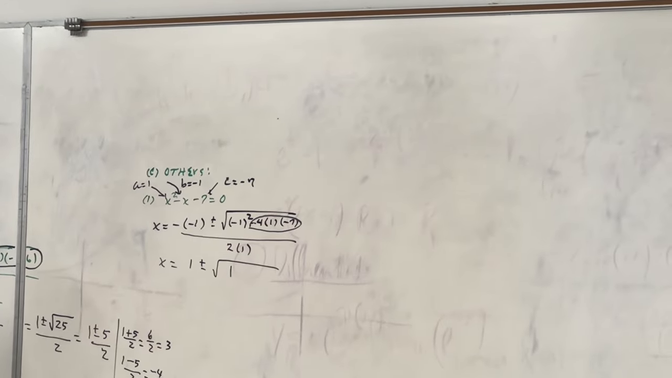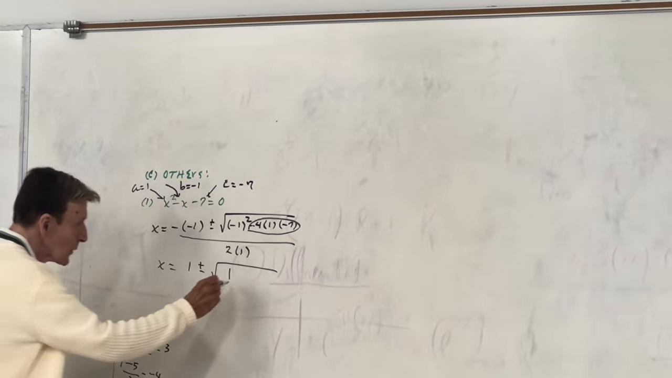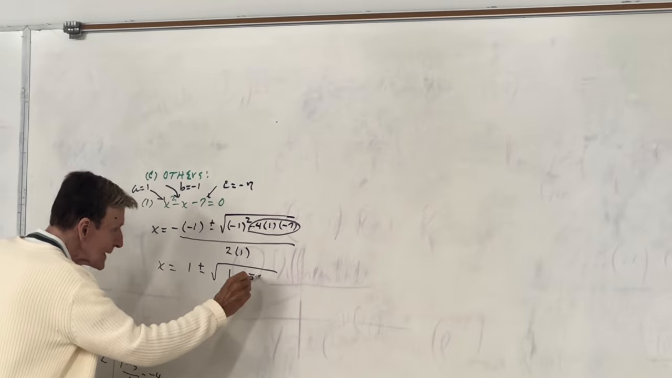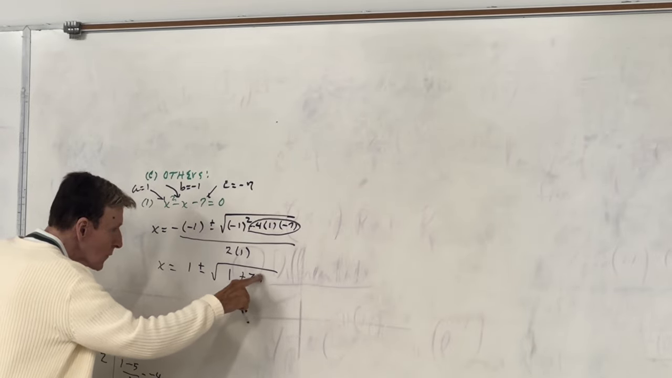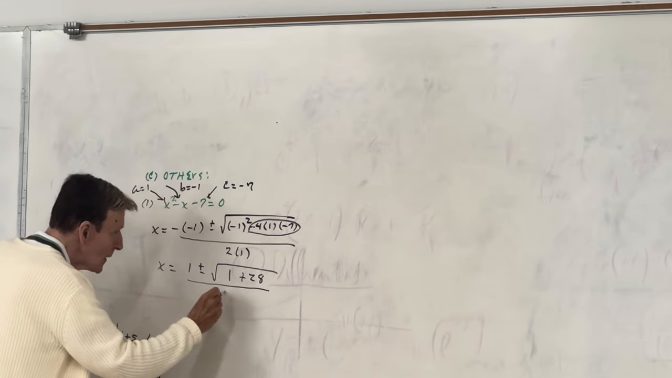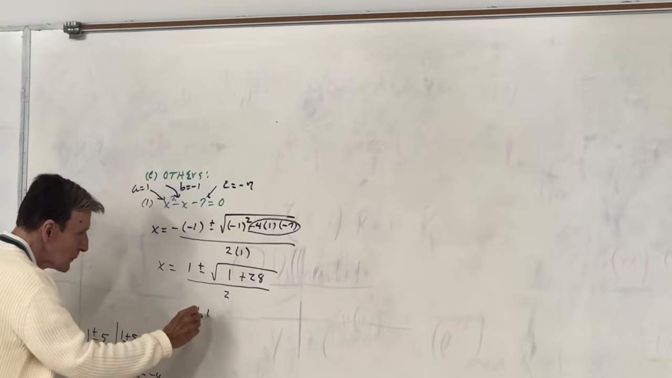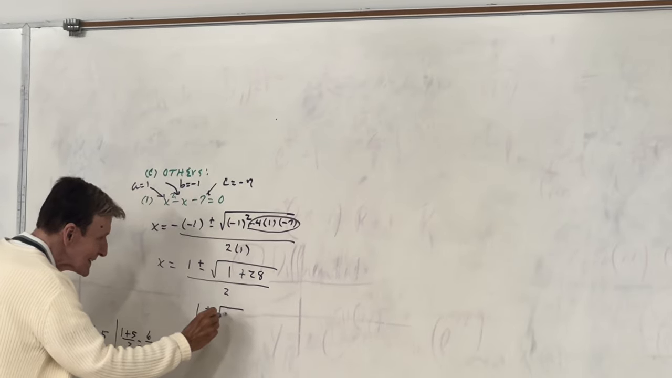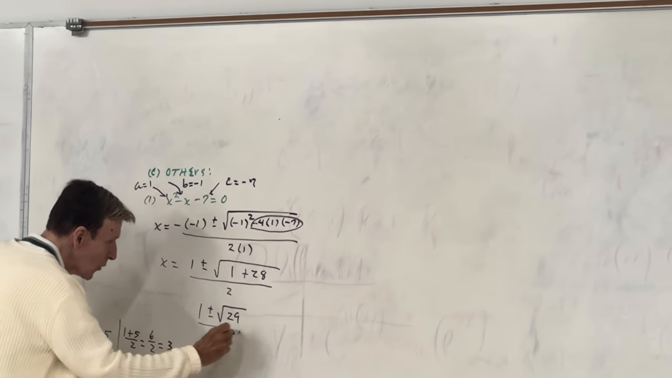So let's go first, is that positive 28? So I got 1 out front, then plus 28 for the end, all over 2. And you end up with 1 plus or minus square root 29 over 2.